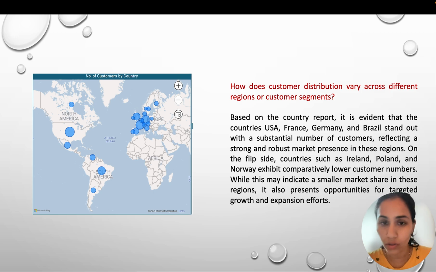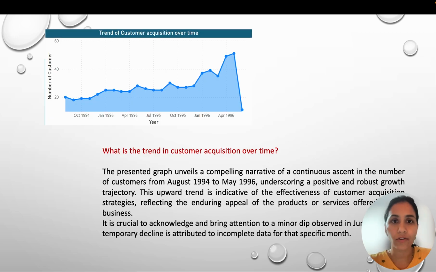So now, moving on to the second question of customer analysis. The second question is, what is the trend in customer acquisition over time? For this graph, I have created a line area chart which shows that from October 1994 to April 1996, there is a drastic increase in customer acquisition, and also a dip after April 1996, which is just because of incomplete data that we can neglect.